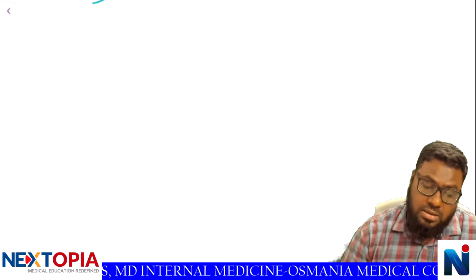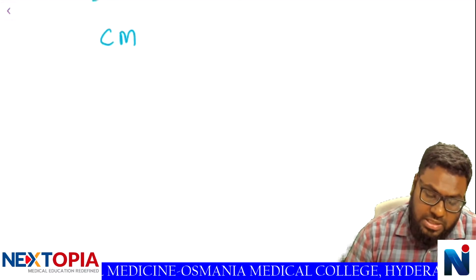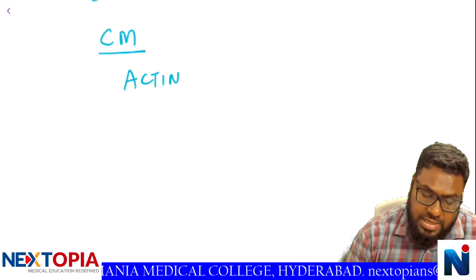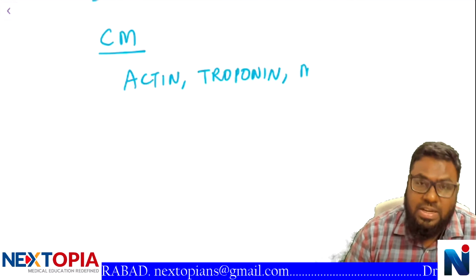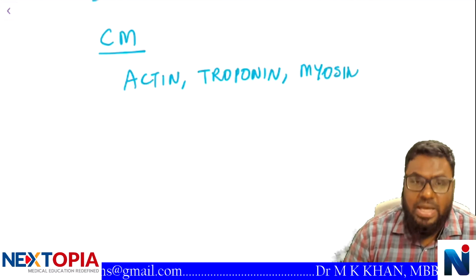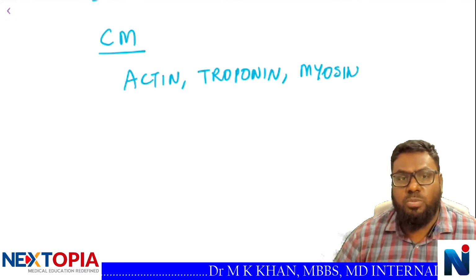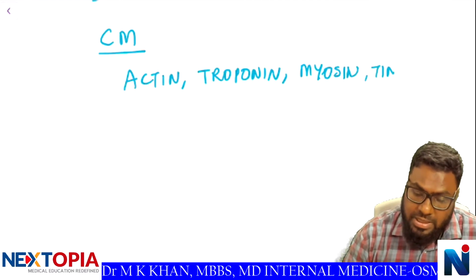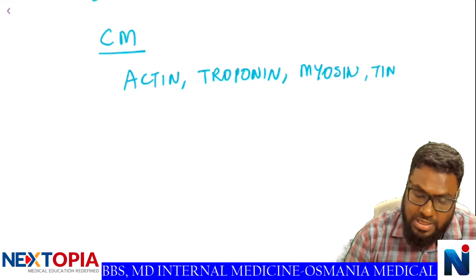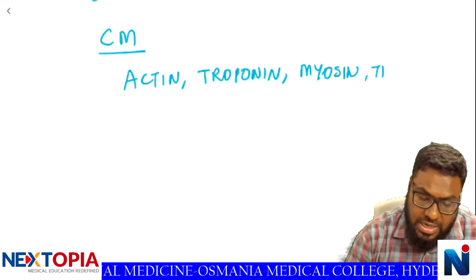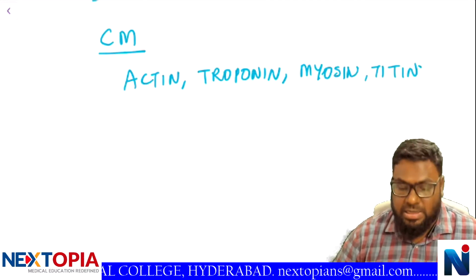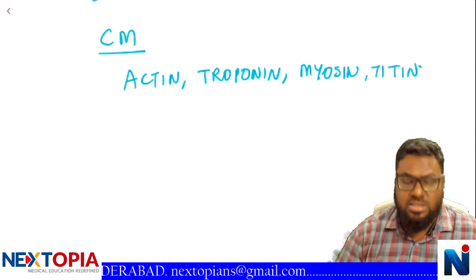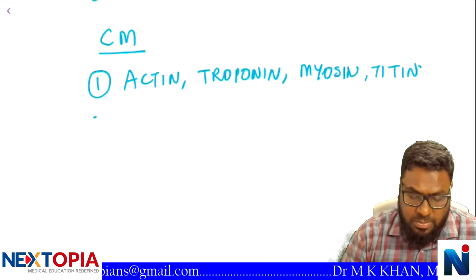For example, the cardiac muscle has got the same actin, the same troponin, the same myosin filaments, the tropomyosin, the myosin, the troponin, and the titin. I remember titin, just now in the beginning of my class I told you about the protein called titin, T-I-T-I-N. So all these are the same in both cardiac muscle and skeletal muscle. So this is similarity point number one.